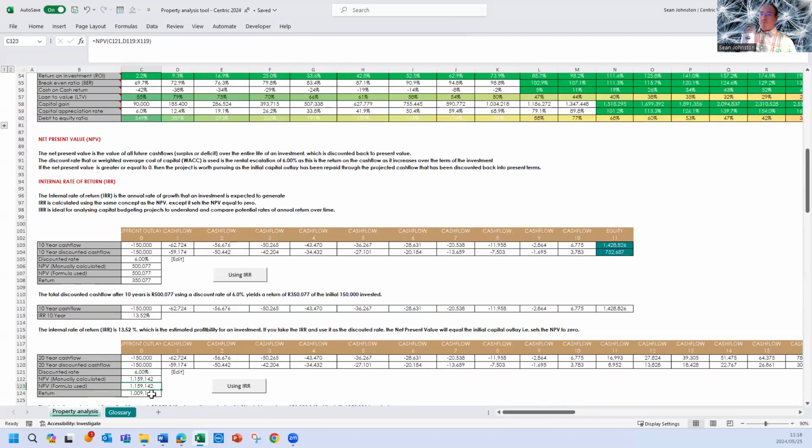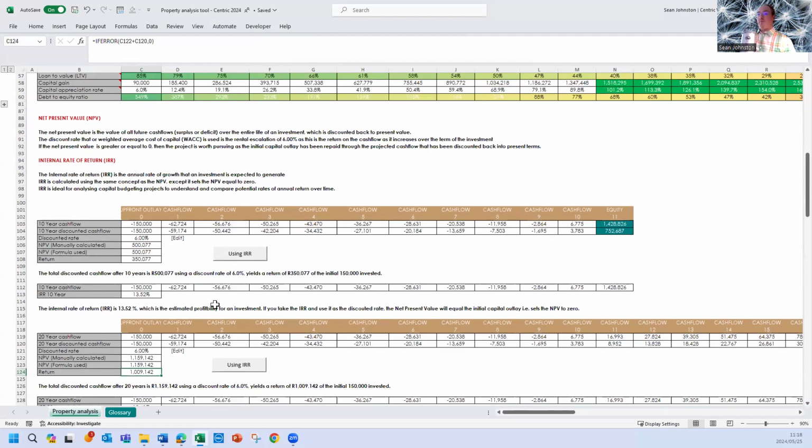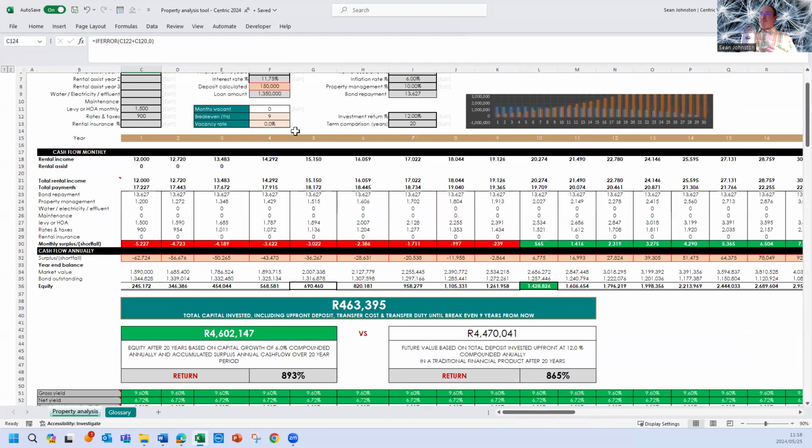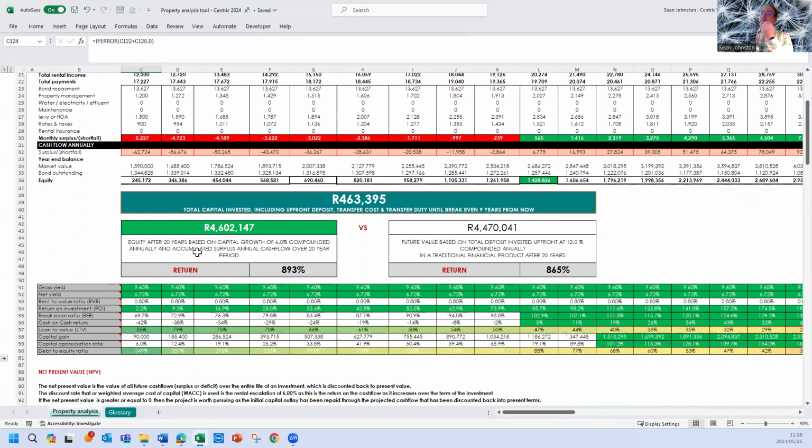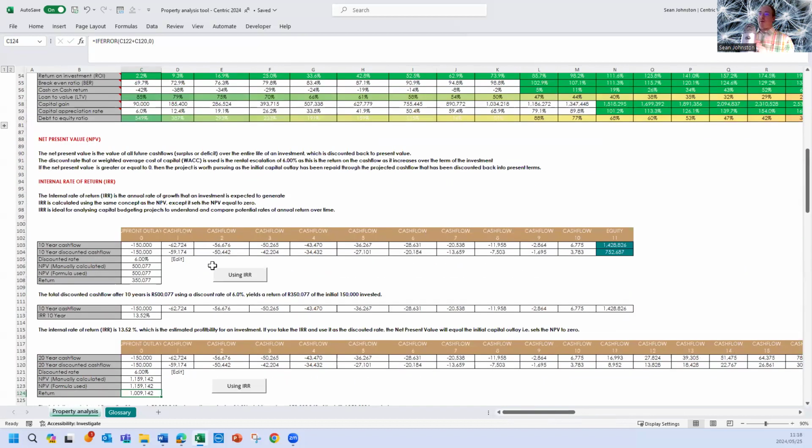We can see that the net present value is now giving you a positive return of 1,009,142, which means this property is definitely feasible. However, now let's go back to an internal rate of return, and then I'm going to put it back onto 6%. Then I'm going to change the cash outflow to a higher amount and show you how the internal rate of return is going to change.